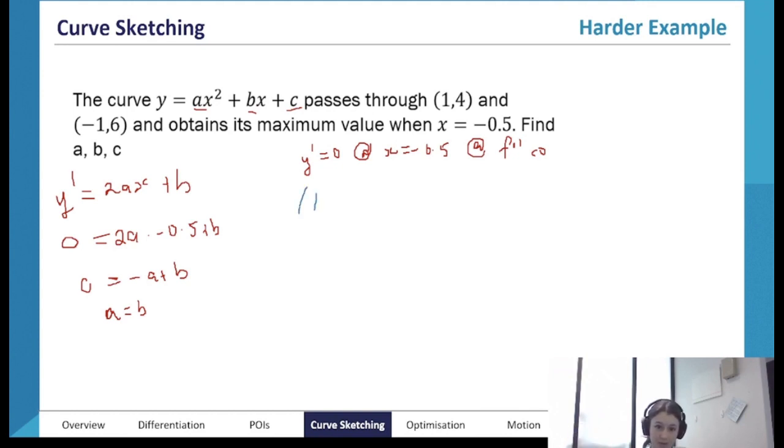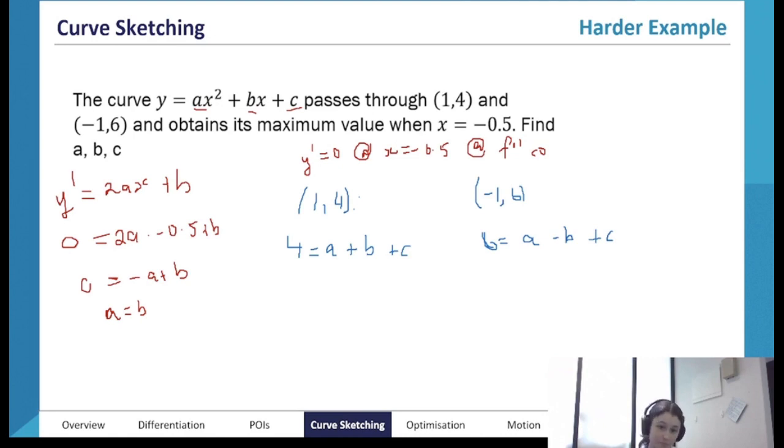So subbing in 1, 4, we are going to get 4 equals a times 1 squared plus b times 1 plus c. And then subbing in negative 1, 6, we are going to get 6 equals a times negative 1 squared, which is just a. Take b, we have b times negative 1 plus c. So this is really useful. We now have 3 equations and 3 unknowns, which means we can use simultaneous equations to find a, b, and c.